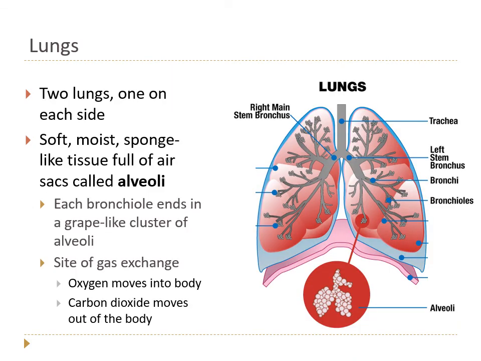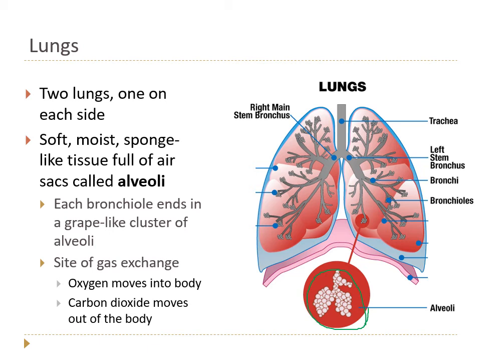So when we look at our lungs, we have two, one on each side, and they're this soft, moist, sponge-like tissue that's full of little tiny air pockets or air sacs called alveoli. So there's these little grape-like clusters at the ends of each bronchiole. I like this diagram because you can see how you have bronchi branching smaller and smaller, and then you end in this little grape-like cluster of air sacs called alveoli.